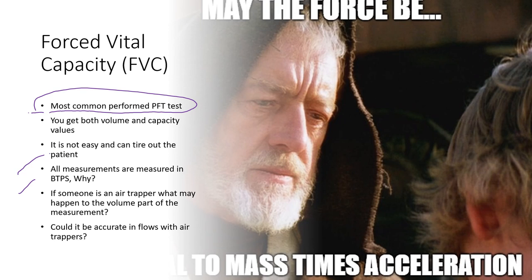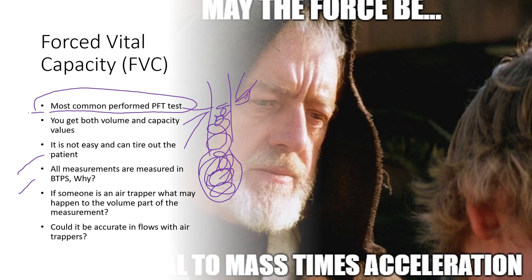If someone is an air trapper, what may happen to the volume part of the measurement? Well, if they're trapping gas, we're not going to be able to get that gas out. If they have floppy airways from smoking and destruction of their respiratory zone, and it prematurely closes and collapses as they exhale, it's going to build up. So the volumes that they exhale are going to be small during a forced vital capacity. But a slow vital capacity may not cause that premature closure. That's the advantage of doing both a slow and a forced vital capacity. So if someone is an air trapper, they might have lower expiratory volumes and capacities with this procedure.